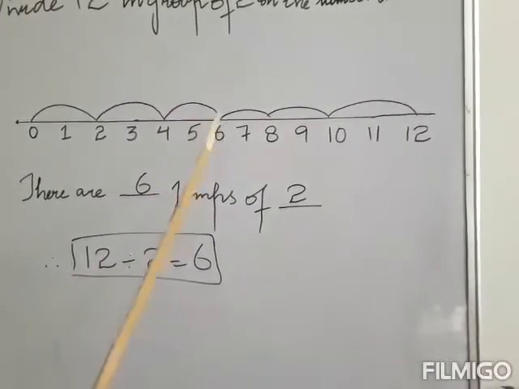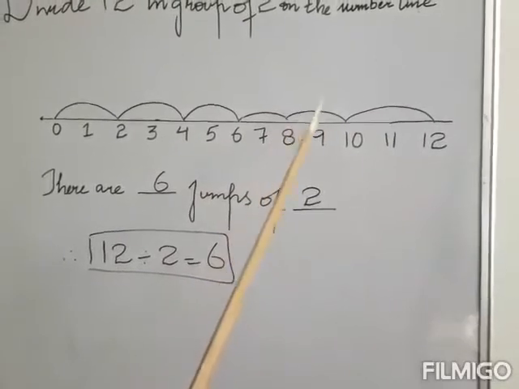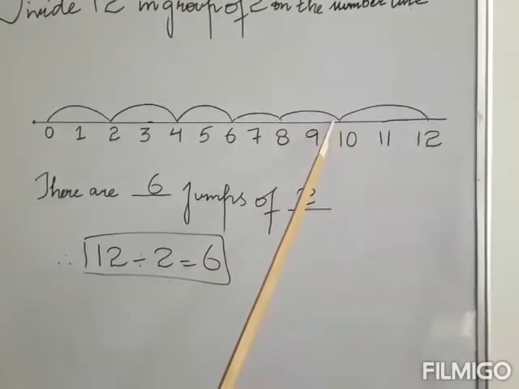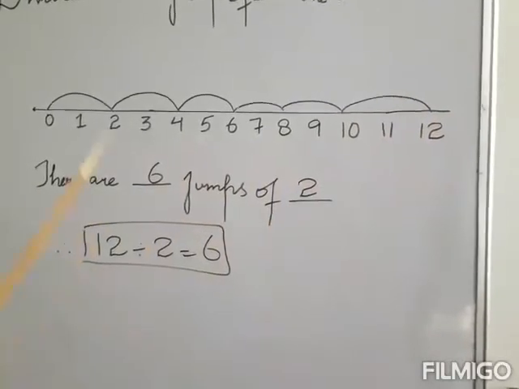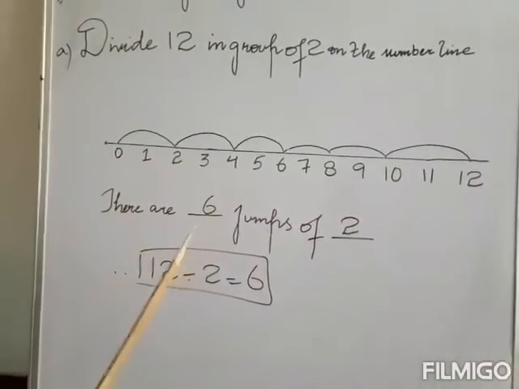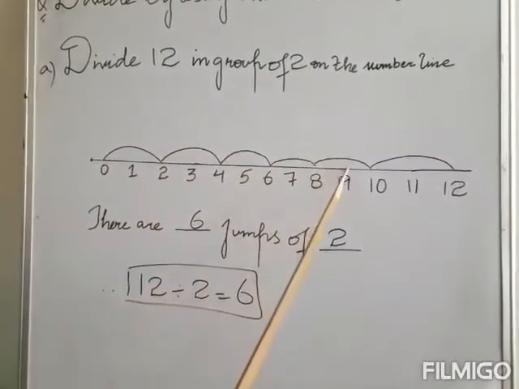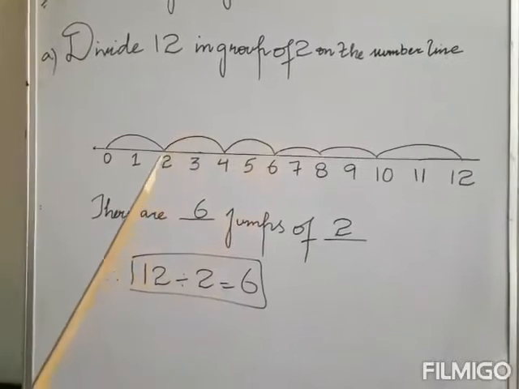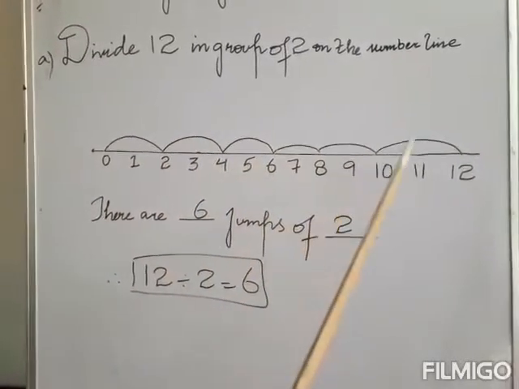One more jump. Then 6 plus 2 is equal to 8. Then 8 plus 2 is equal to 10. Then one more jump. 10 plus 2 is equal to 12. Then, my dear students, how many jumps are there in all? 1, 2, 3, 4, 5, 6.